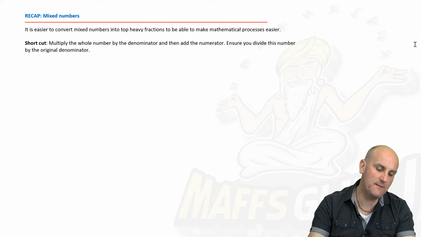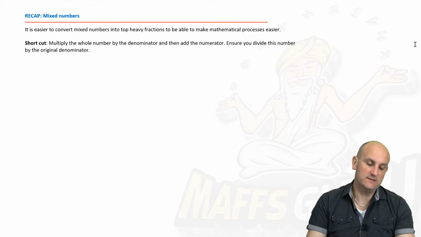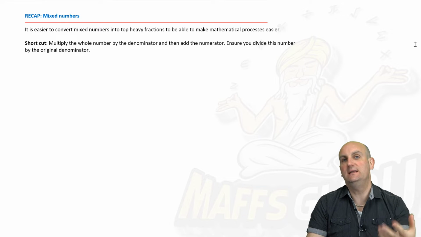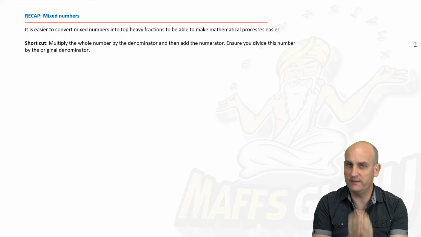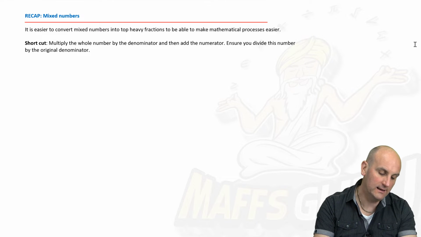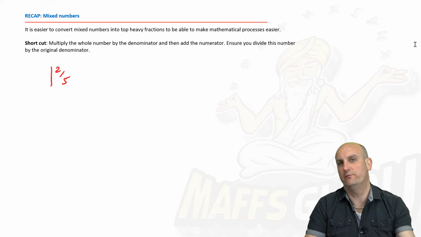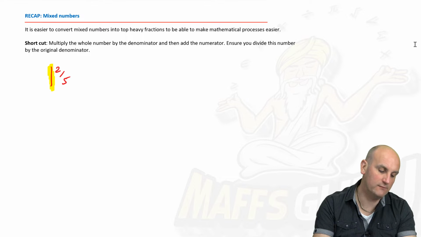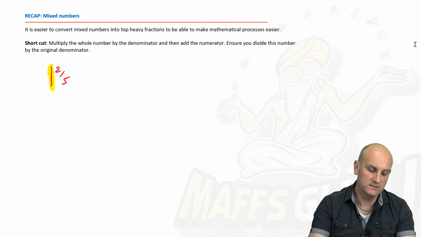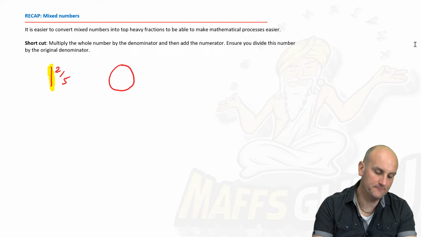Oh look, mixed numbers. I just said we were talking about mixed numbers. It is easy to convert mixed numbers into top-heavy fractions. Now, in many cases, having top-heavy fractions, improper fractions, is going to make life a lot easier for me. Now, 1 and 2/5. Now, there are all sorts of ways of doing this. I have taught it in all sorts of different ways. There is 1 whole 1. So I've got 1 whole pizza, and I've got 2/5 of a pizza.